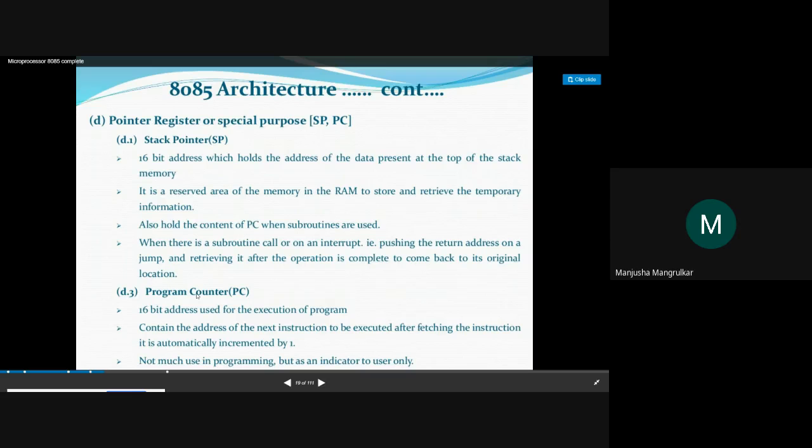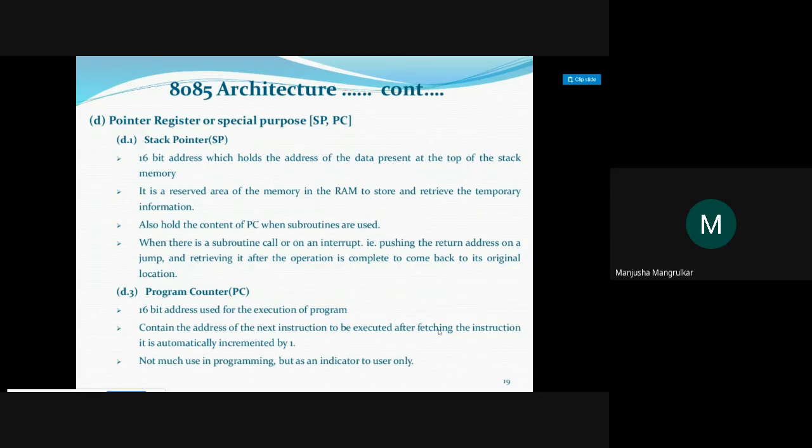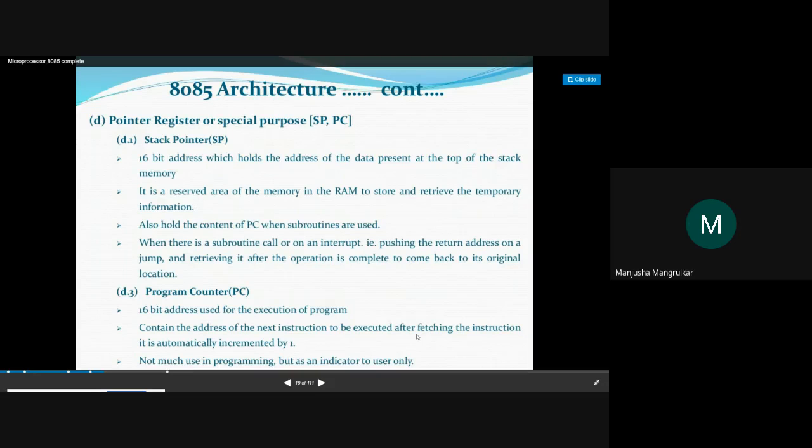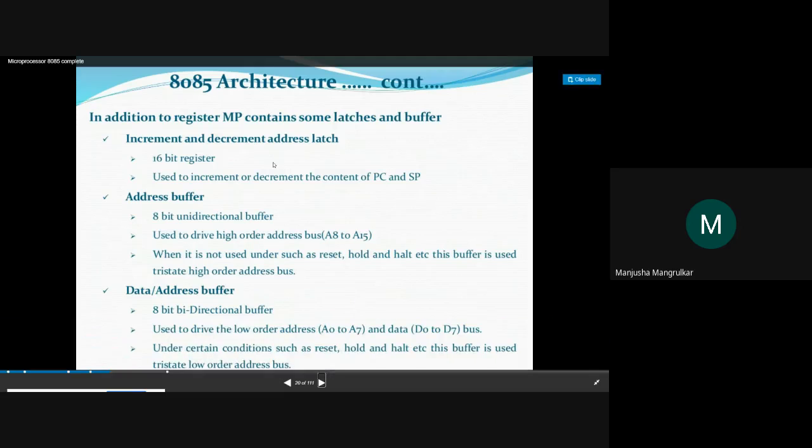And the program counter is the second special purpose register. It is a 16-bit register for the execution of the program, containing the address of the next instruction to execute. For fetching the instruction, it is automatically incremented by 1. We don't have to do it; it automatically points to the next instruction to be fetched by the microprocessor. It is not used much in a program, but it is used as an indicator.